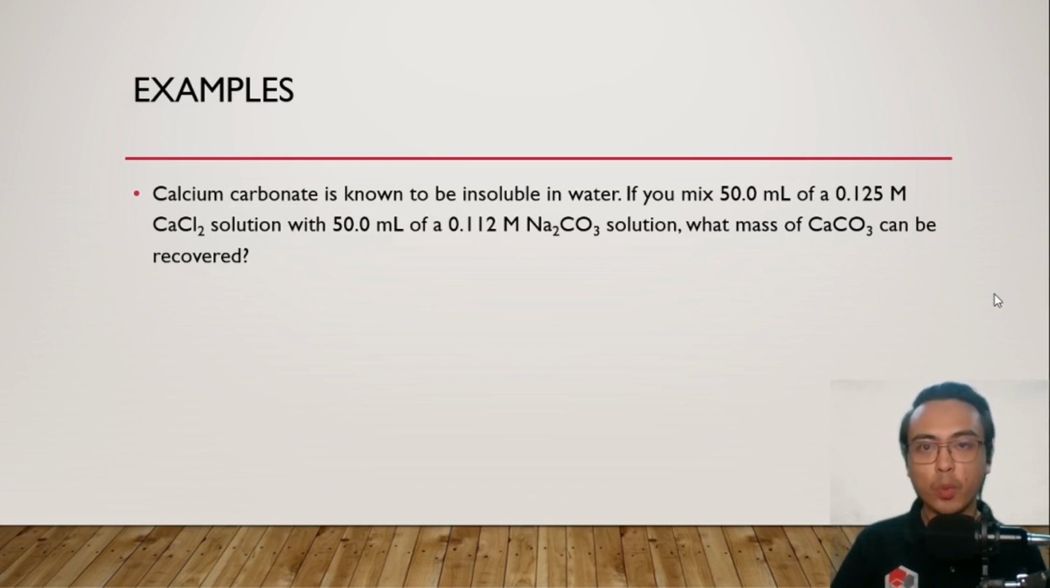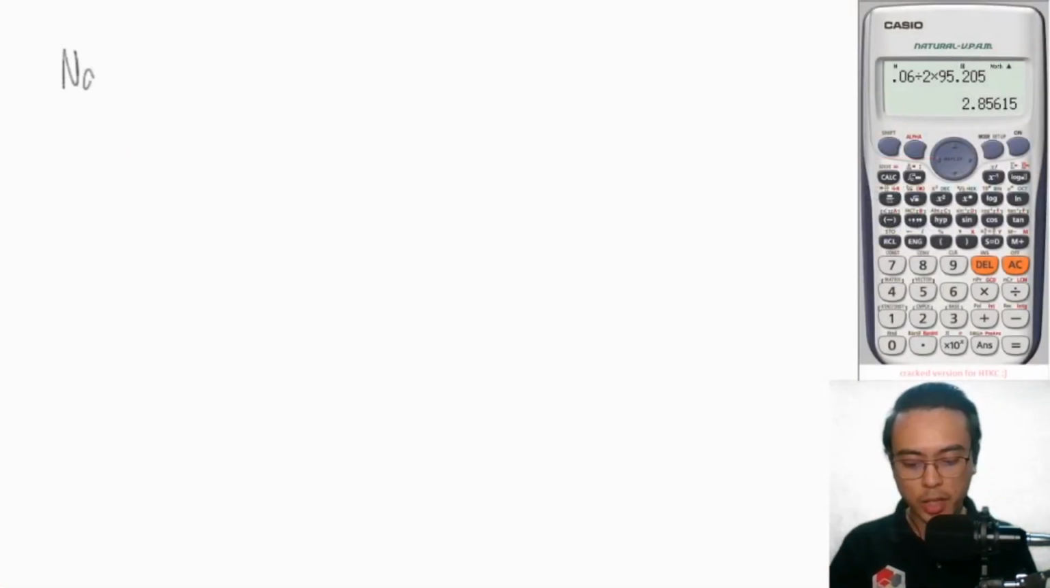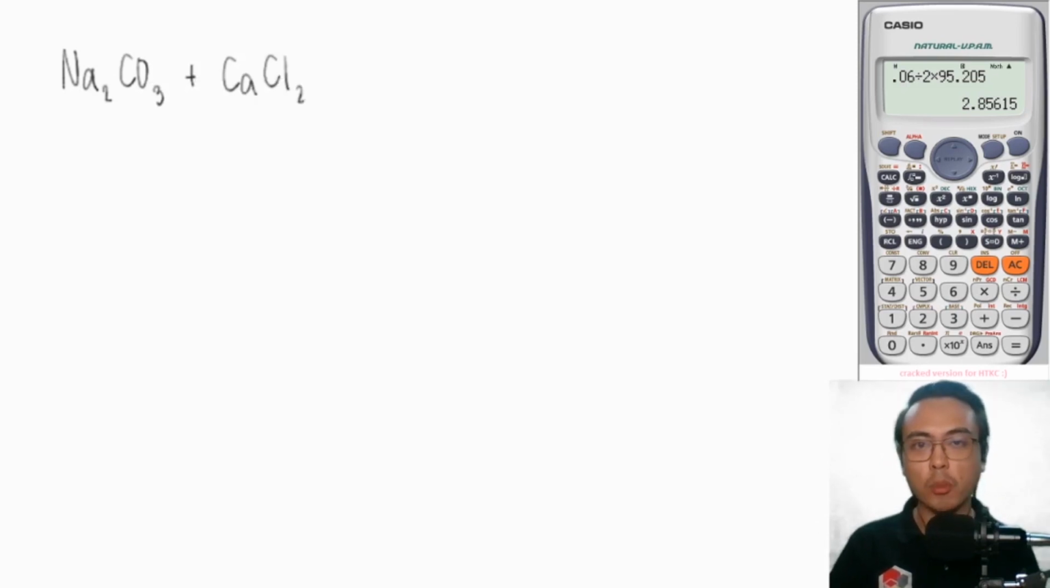Based on the problem, we are mixing 2 solutions, one sodium carbonate and the other is calcium chloride. So let's see what happens when we mix those 2. Sodium carbonate plus calcium chloride. This looks like a double displacement reaction wherein the sodium will be partnered with chlorine and then the calcium will be partnered with the carbonate because the problem asks us how much calcium carbonate can be recovered. So our products in this case would be sodium chloride plus calcium carbonate based on the double displacement reaction.